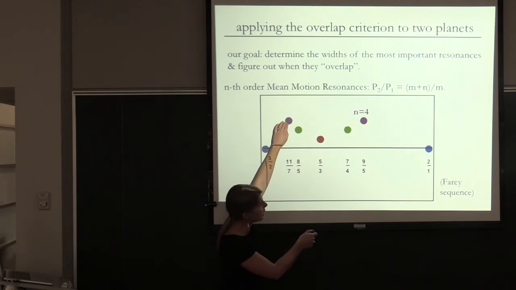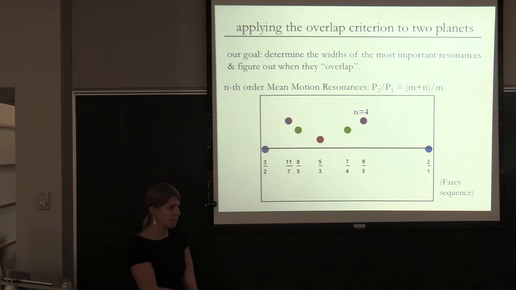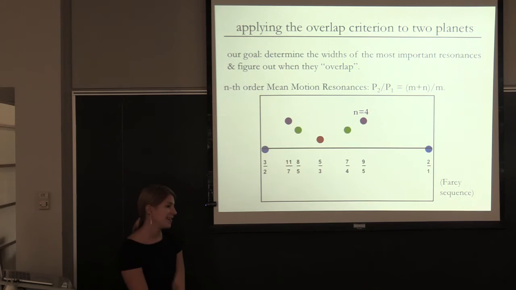Got it. So can you show earlier a graph that was based on Kepler data that showed the occurrence rate of these resonances? Would you want to look at that and say what are the most common ones and then do this exploration? Yeah, so that'll be actually the whole second half of my talk. Yeah, good question, though.